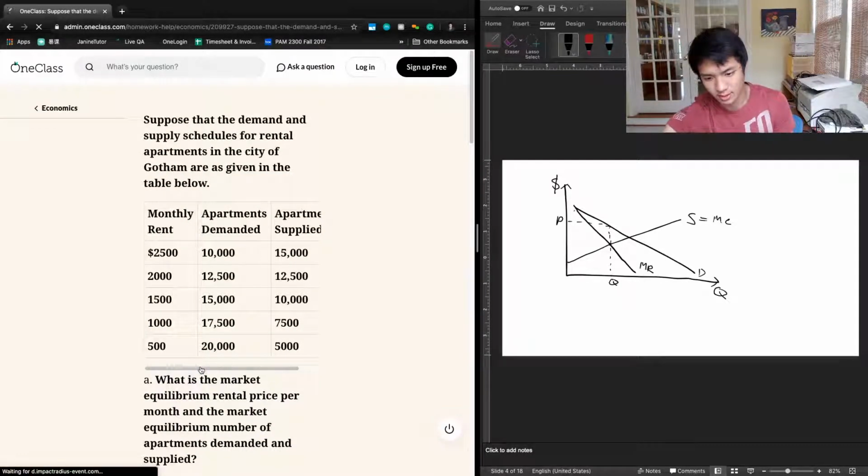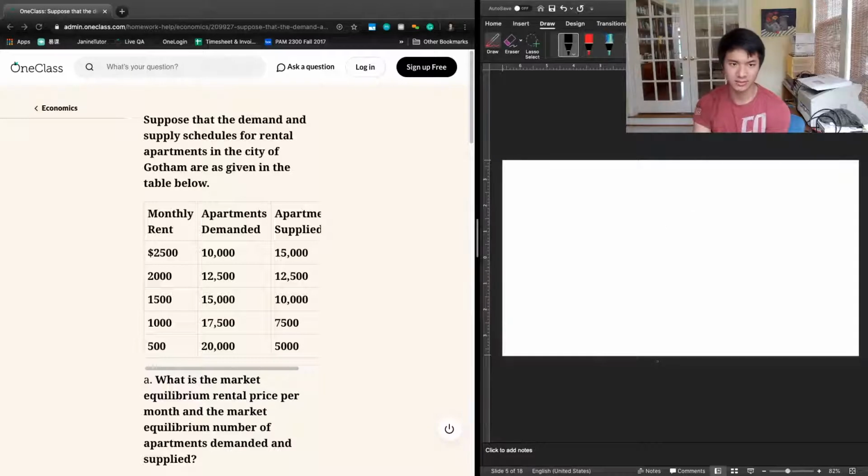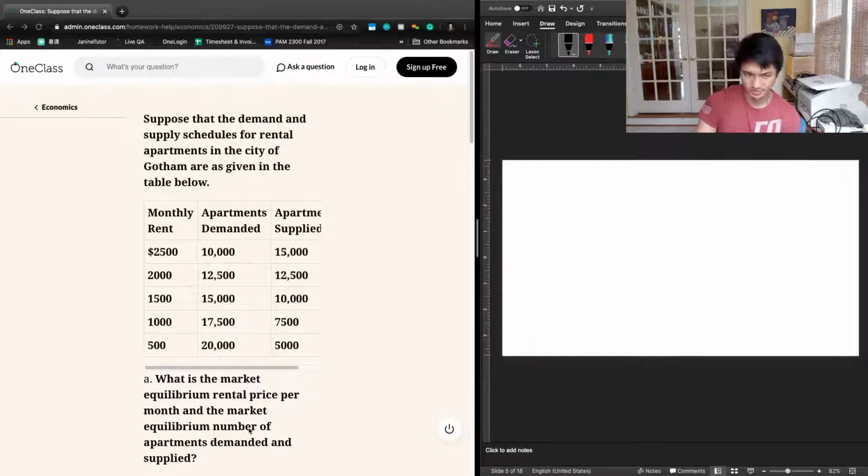Okay, let's take a look at this question here. This question says, suppose that the demand and supply schedules for rental apartments in the city of Gotham are as given in the table below. You have monthly rent on the left side, and you have apartments demanded and apartments supplied. What is the market equilibrium rental price per month and the market equilibrium number of apartments demanded and supplied?